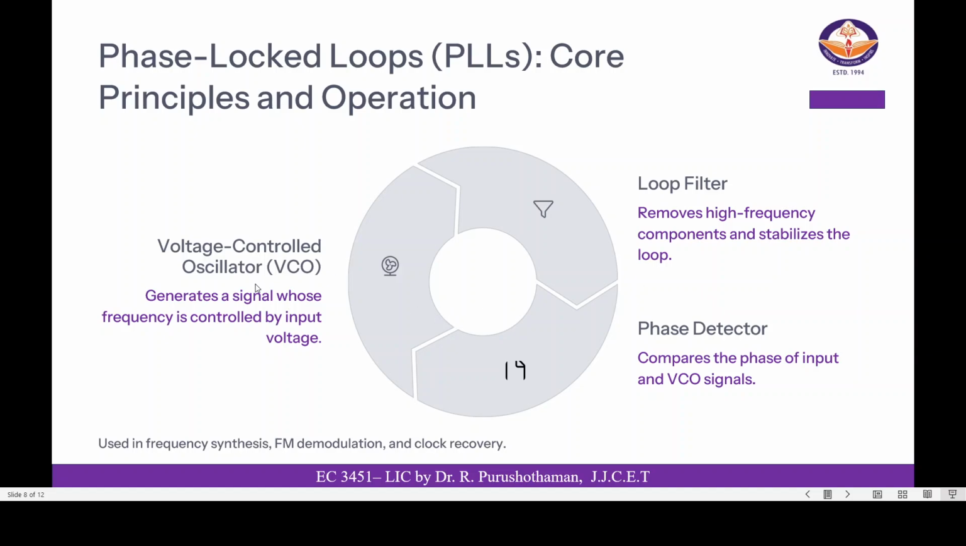The voltage controlled oscillator generates a signal whose frequency is controlled by input voltage. Then the loop filter removes high frequency components and stabilizes the loop. Then the phase detector compares the phase of the input and VCO signals. This is used in frequency synthesizers, frequency modulation and demodulation, and clock recovery.